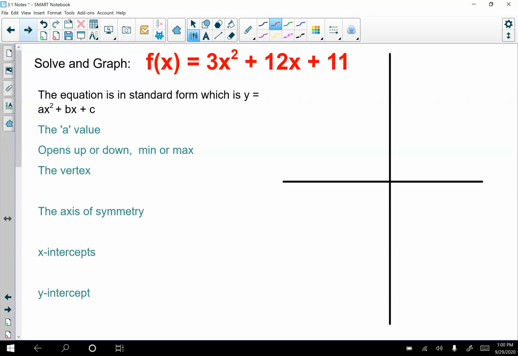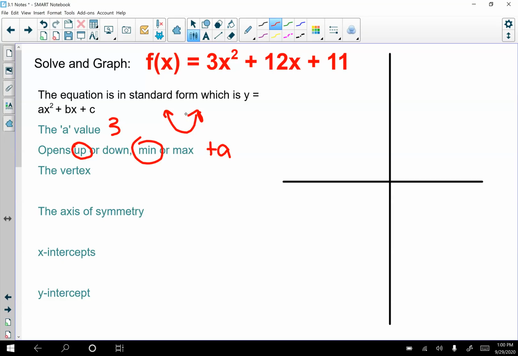Solve and graph. So the equation is in standard form, in which y equals this equation right there. So what do we know about the value of a? The value of a is 3. And opens up or down? This will open up because this is a positive a. And if it opens up, it has a minimum. So you're looking for a graph that looks like this.